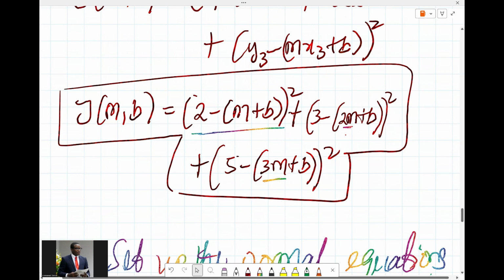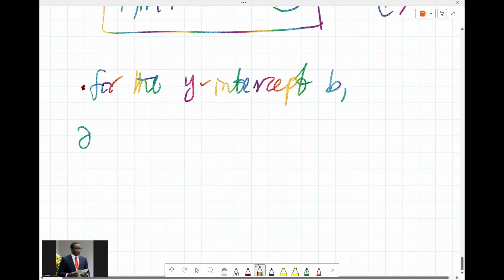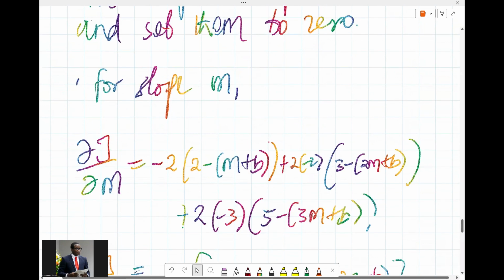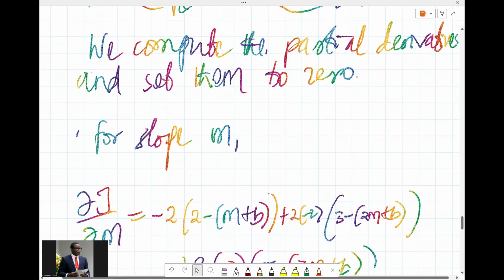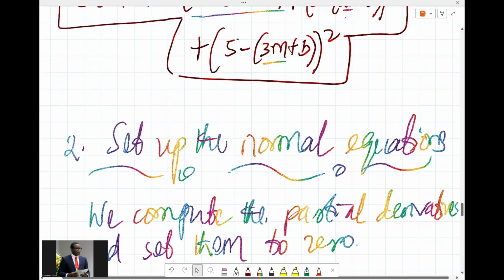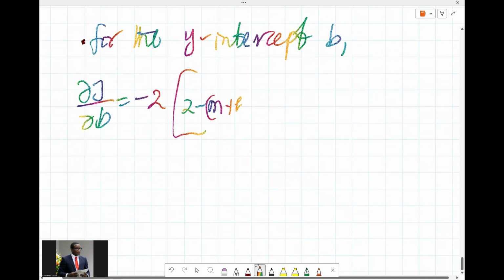All we need is minus 2 everywhere. Okay, we have minus 2 everywhere because we're not focused on m. So we can just have minus 2 into whatever we already have there each. So maybe I'll go straight this time. I'll just have partial j, partial b is equal to minus 2 into every other thing you have without the power 2, because we'd have differentiated all that off. So we have minus 2 into 2 minus m plus b.